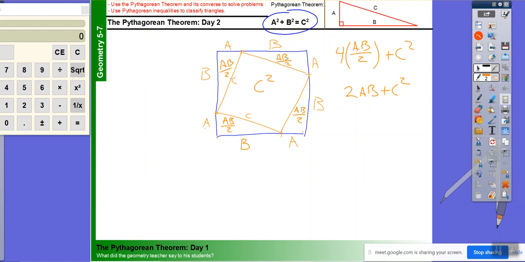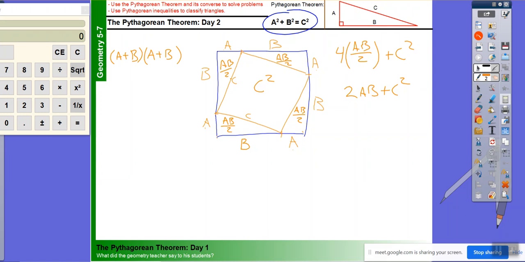I could do base times height, right? A plus B times what? A plus B. So A plus B squared. Now I'm going to write it as A plus B times A plus B because it's easier to multiply that way, in case you don't remember the rule of A plus B squared.